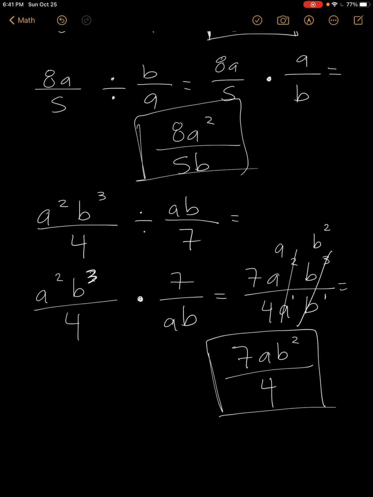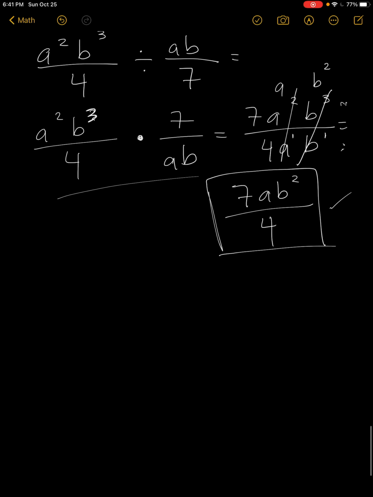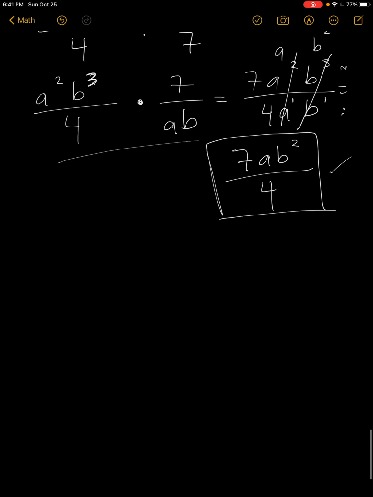Okay, so it just becomes, when you do the keep, change, flip, then you just have a multiplication problem: multiply tops, multiply bottoms, simplify, just like we did in all those examples in the last 2 lessons, and you've got your right answer right there. Let's just do one more for good measure. But hopefully it's pretty straightforward.